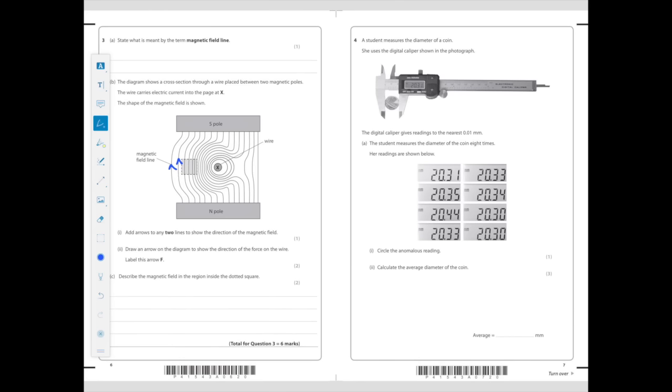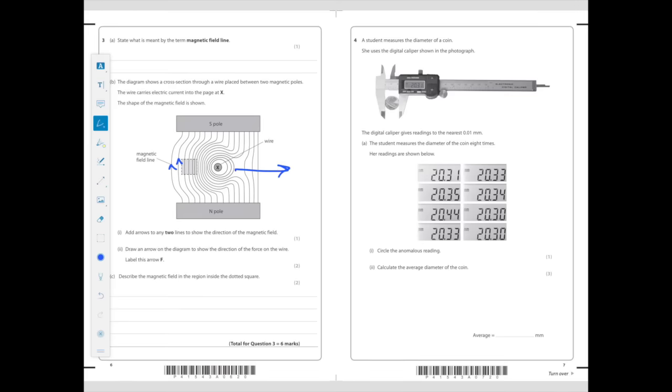Draw an arrow on the diagram to show the direction of the force on the wire and label this F. So this is where Fleming's left-hand rule comes in. So remember that your thumb shows the direction of the force, your index finger shows the direction of the magnetic field, and your second finger shows the current. So make sure you're holding your left hand up here. Make sure that your second finger is pointing downwards at X. Then line it up so that your first finger is pointing north to south. And then when you've done this, you'll see that your thumb is pointing to the right. And remember, that shows the force, which is why it's in this direction.